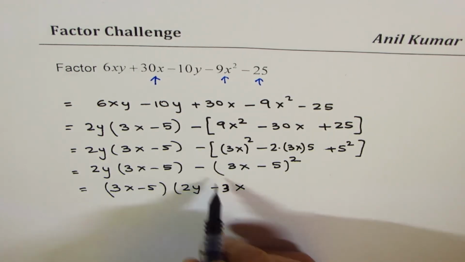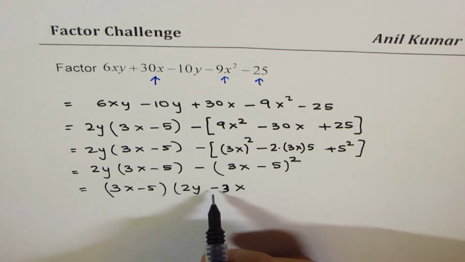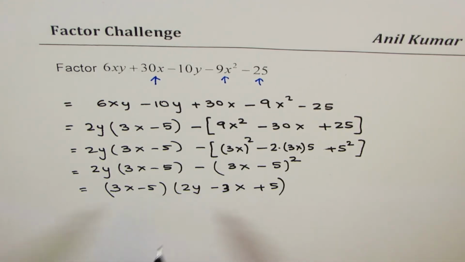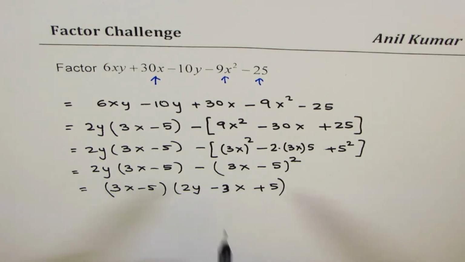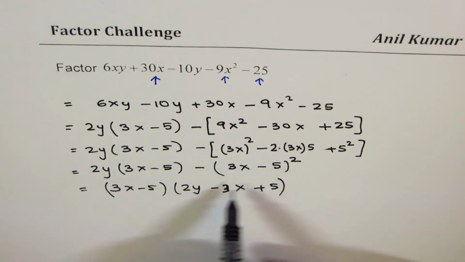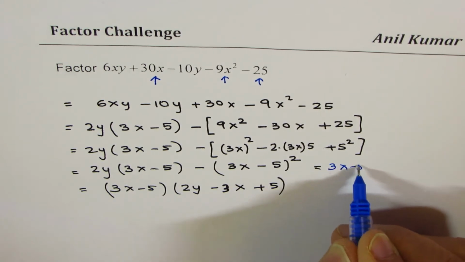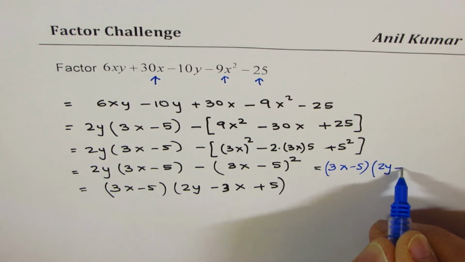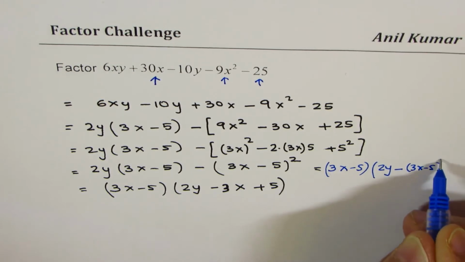Since we are writing minus here, let's write directly. The idea here is, when I take 3x minus 5 common, this is minus of (3x minus 5). Let me rewrite here once again. I'm just doing this step, taking 3x minus 5 common, so that it's easy for you to understand: 2y minus this term, which is 3x minus 5. Do you get it, right?